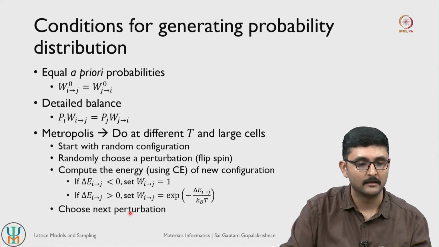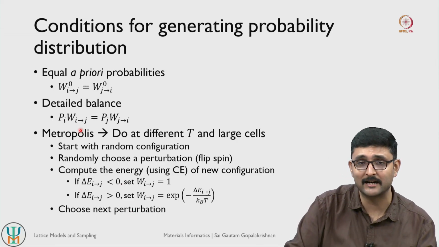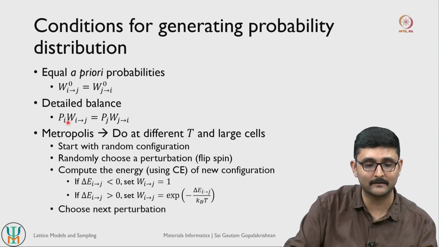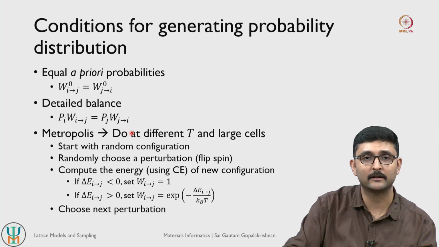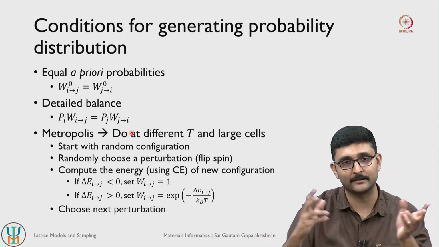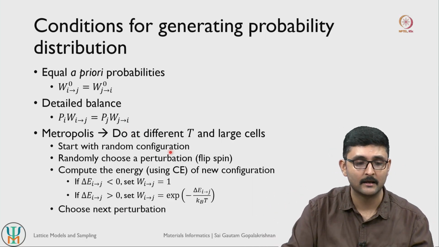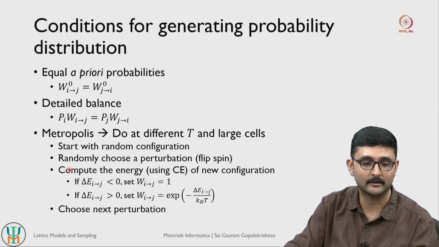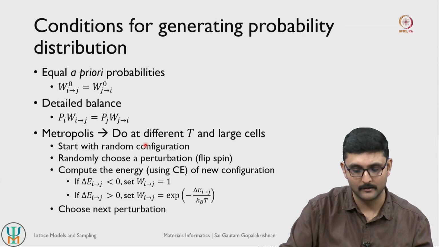So once again, Metropolis should satisfy detailed balance. This Pi is basically e to the power negative Ei by kBT, Pj is e to the power negative Ej by kBT, and then you have W i to j as the delta Eij term here, and this Wj to i will be 1 here. So you will see that LHS equals RHS when you do the math with respect to the Metropolis algorithm, right.